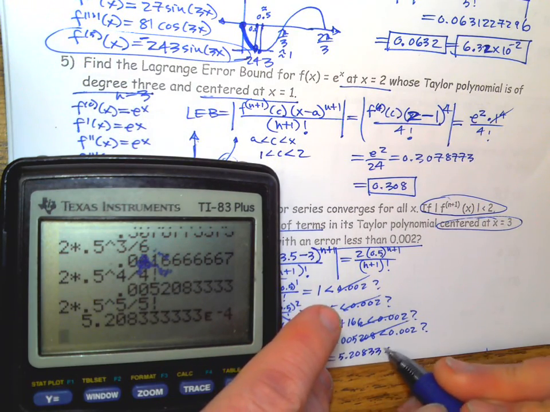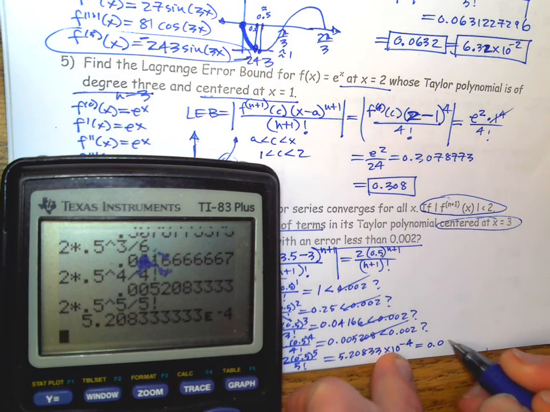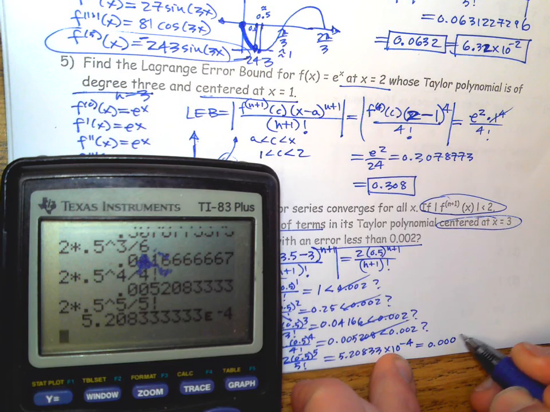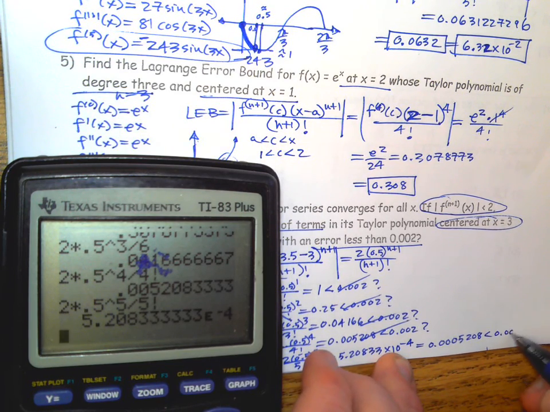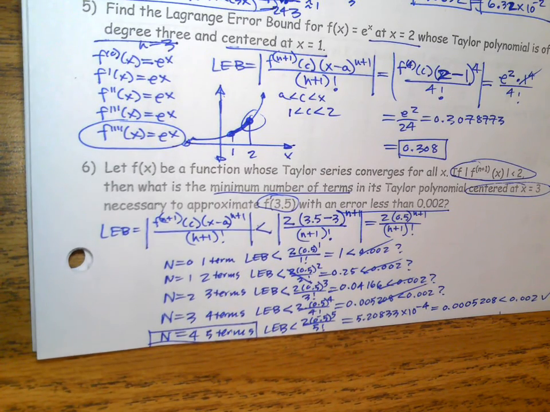5.20833 times 10 to the negative 4th, which is the same thing as 0.0005208. Is that less than 0.002? Yes, it is. N equals 4, 5 terms. There you go.